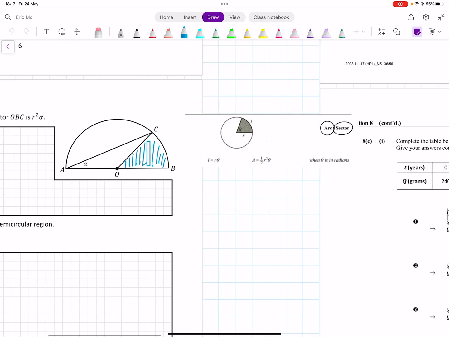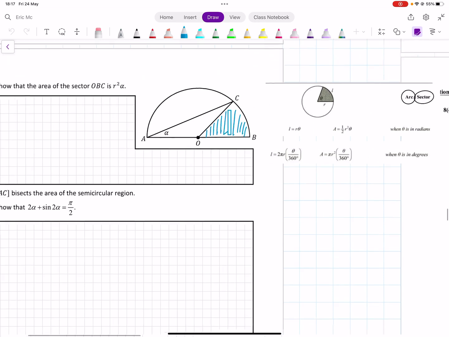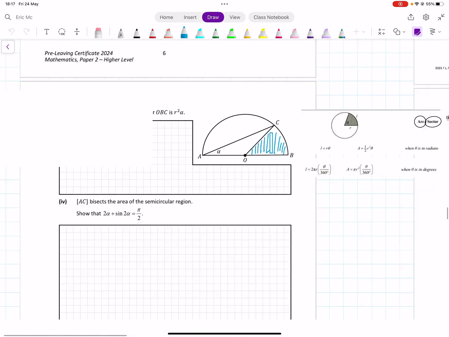Oh no, sorry, I didn't even get what I needed. So they are the formulas when the angles are in radians. I think we probably want them in degrees. So that's these. Okay, so the area is pi r squared theta over 360.